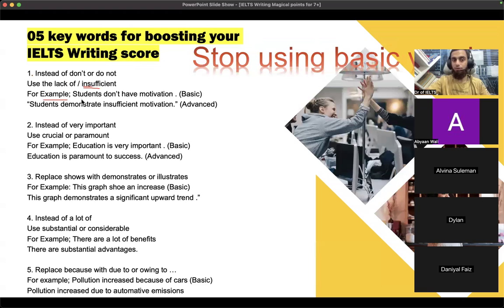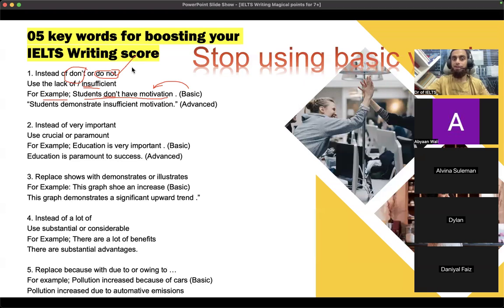Now, for example, "students don't have motivation." For band 6.5 until then, it is also fine, no problem. Yes, we have to write it in full form. Contractions are to be avoided. Contractions means you write 2 words combined, like don't, can't, isn't, aren't, right? So we have to write them as complete words.